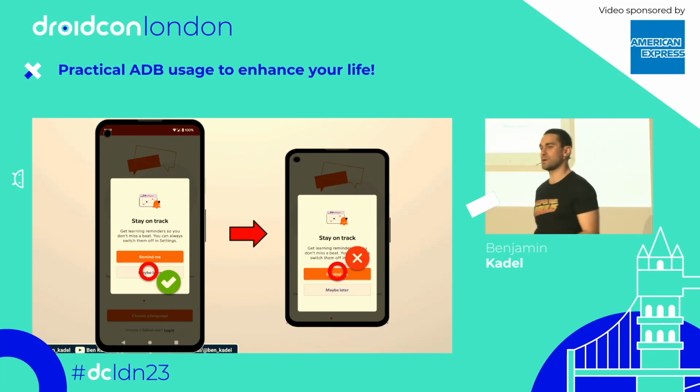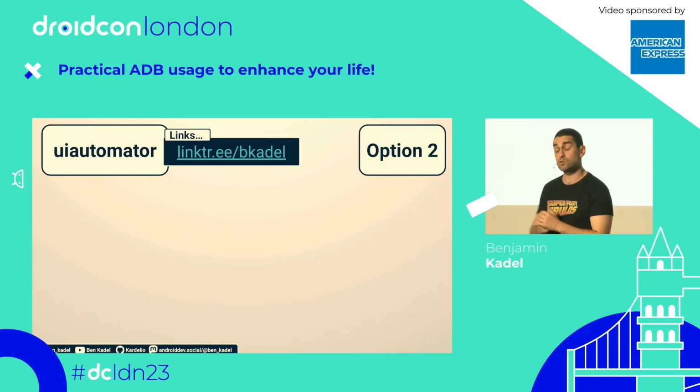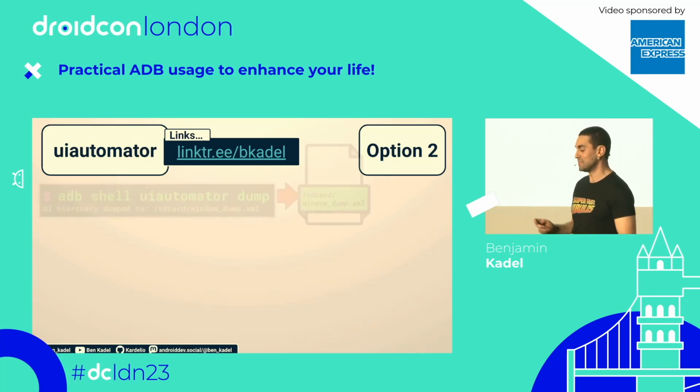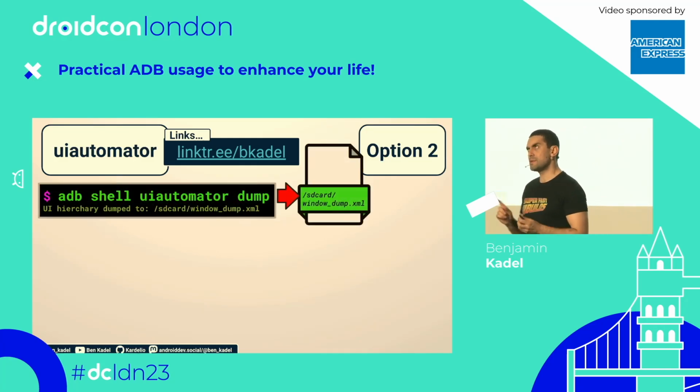We need a responsive, dynamic way to find the X and Y coordinates, and I bring you to option 2, a tool called UI Automator. UI Automator is actually a tool used for UI testing, but we're not going to go into that rabbit hole. Instead, we can use it in a bit of a sneaky way.